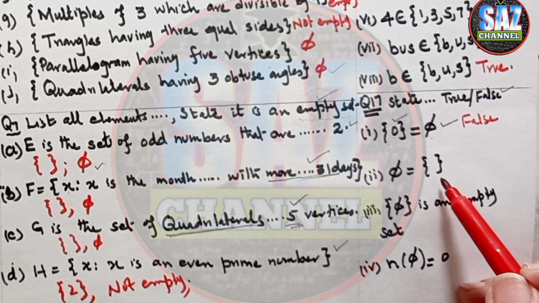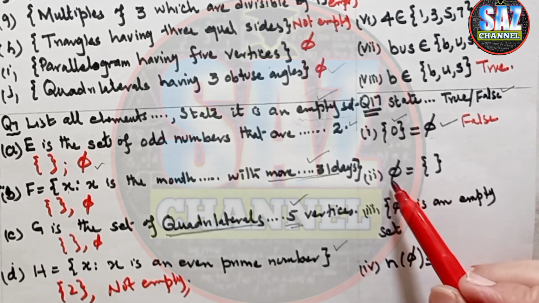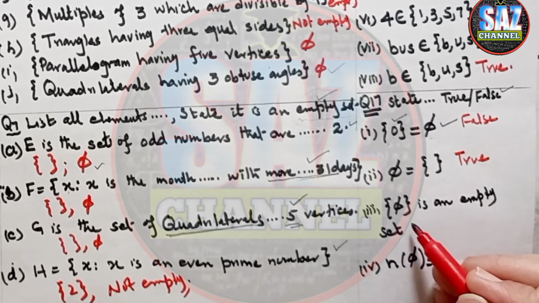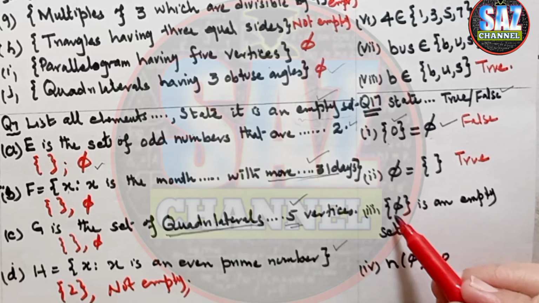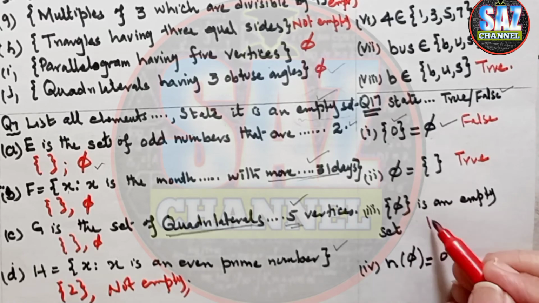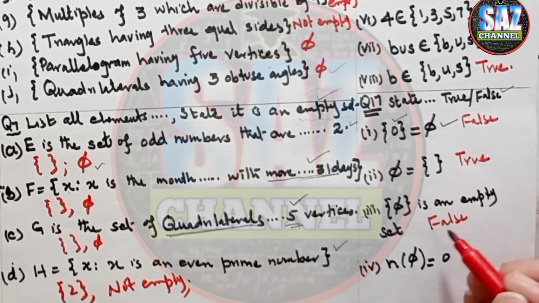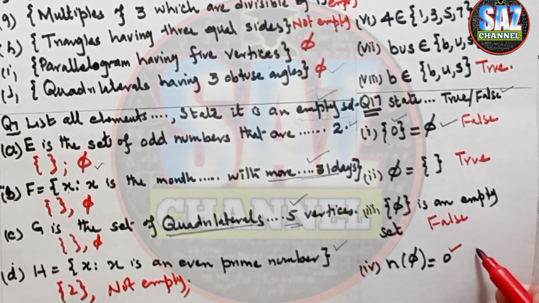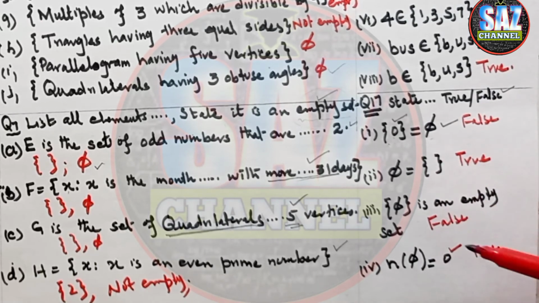The second part is the empty set symbol equals the empty set. Both are symbols of the empty set, so it's true. Now coming to the next part, the set having the element phi is an empty set. It's false. Why is this false? Because the set contains one element which is an empty set, so it will not remain an empty set. Number of elements of the empty set equals 0. Yes, it's true. You can see that this is the empty set, containing no element. That's why the number of elements in the empty set is equal to 0.